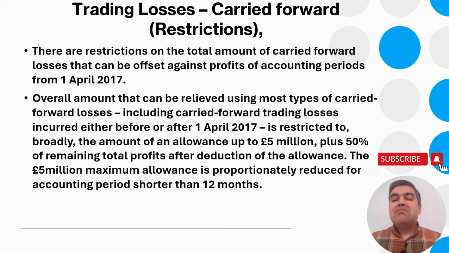The 5 million maximum allowance is proportionately reduced for accounting periods shorter than 12 months, and the 5 million will also be reduced based on the number of group companies in the accounting period. So you need to remember that for groups of companies. However, I will be making a separate video on how it works for group relief. In this video I'm just discussing a standalone or single company.